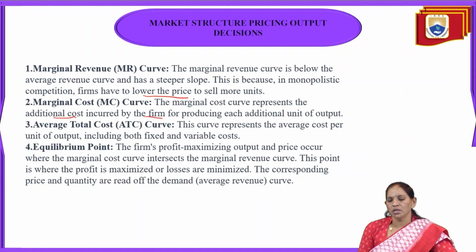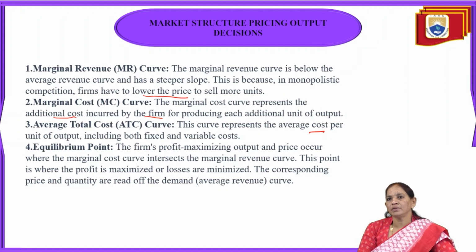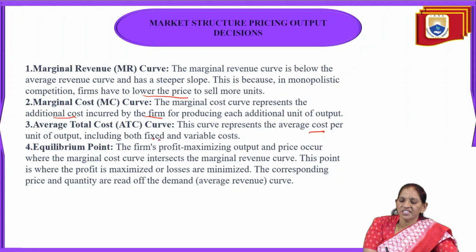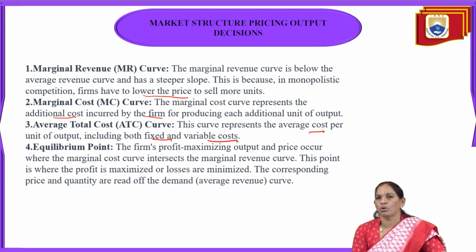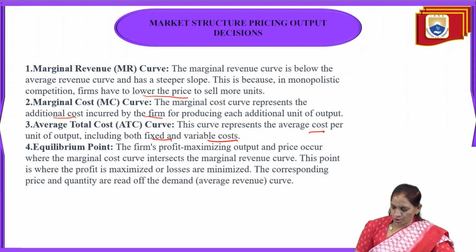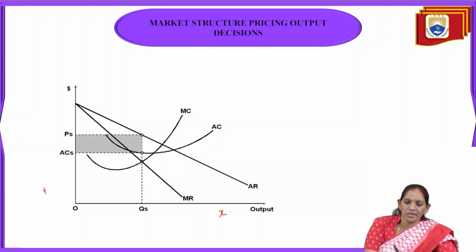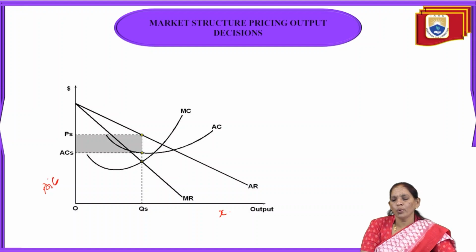And the average total cost curve represents the average cost per unit of output, where this average cost includes both the fixed cost and also the variable cost. Now we come to the diagrammatic representation of the equilibrium position, or equilibrium point, of the monopoly structure. So now we'll see that output is given on the x-axis and the price is determined on the y-axis.